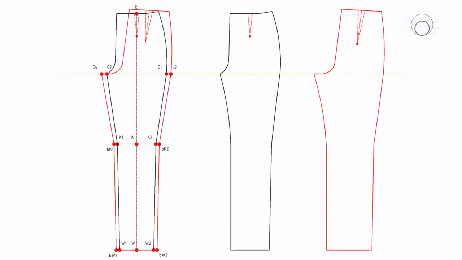Separate the front pattern, indicated by black, and the back pattern, indicated by red. Congratulations, you completed your basic pattern sloper.